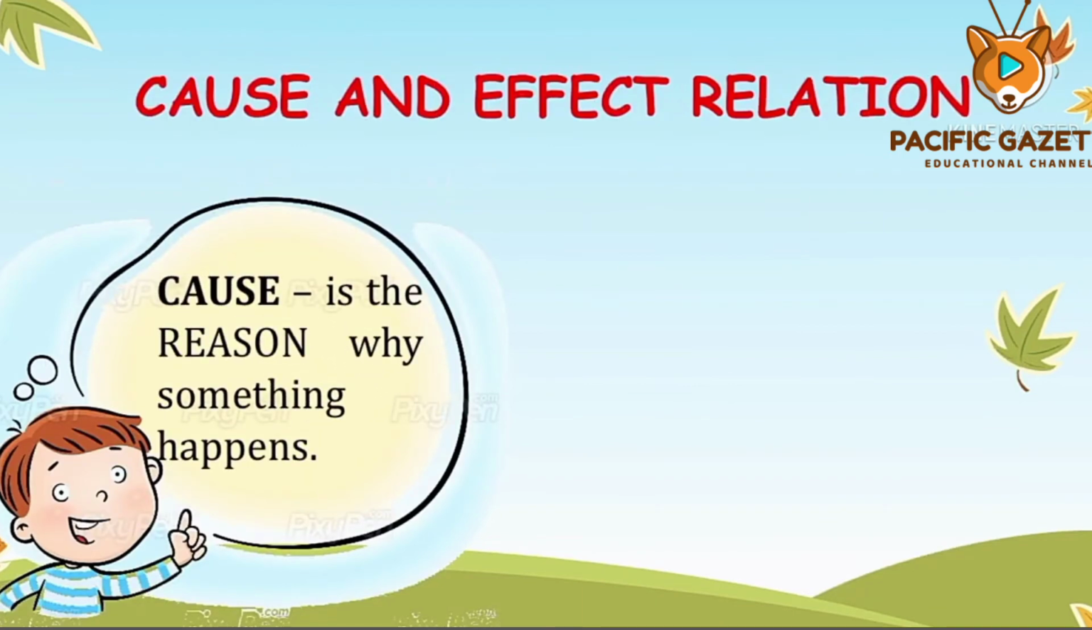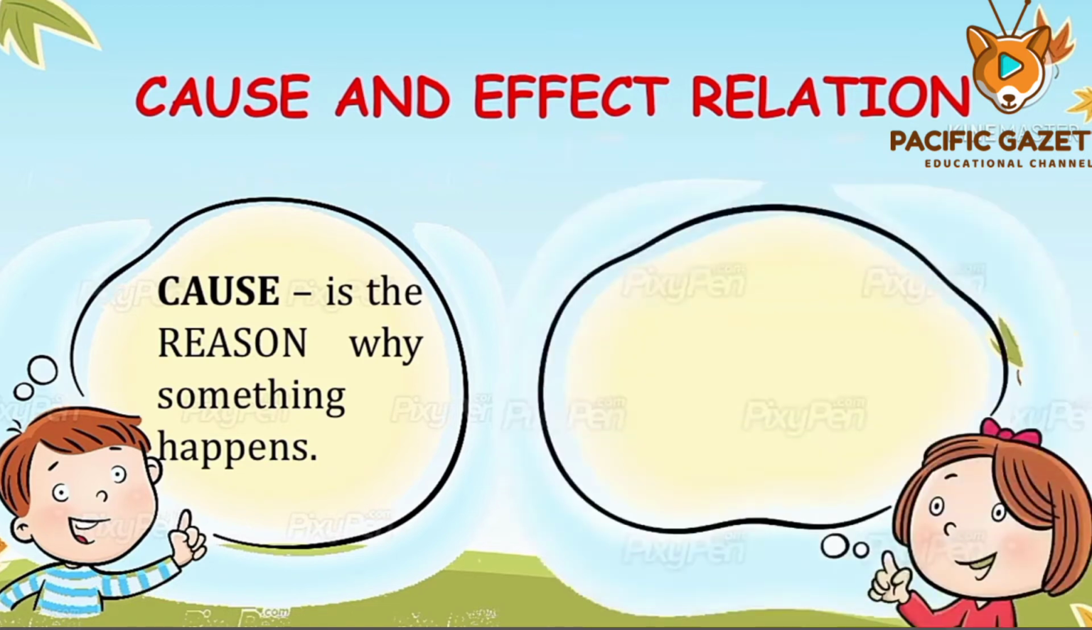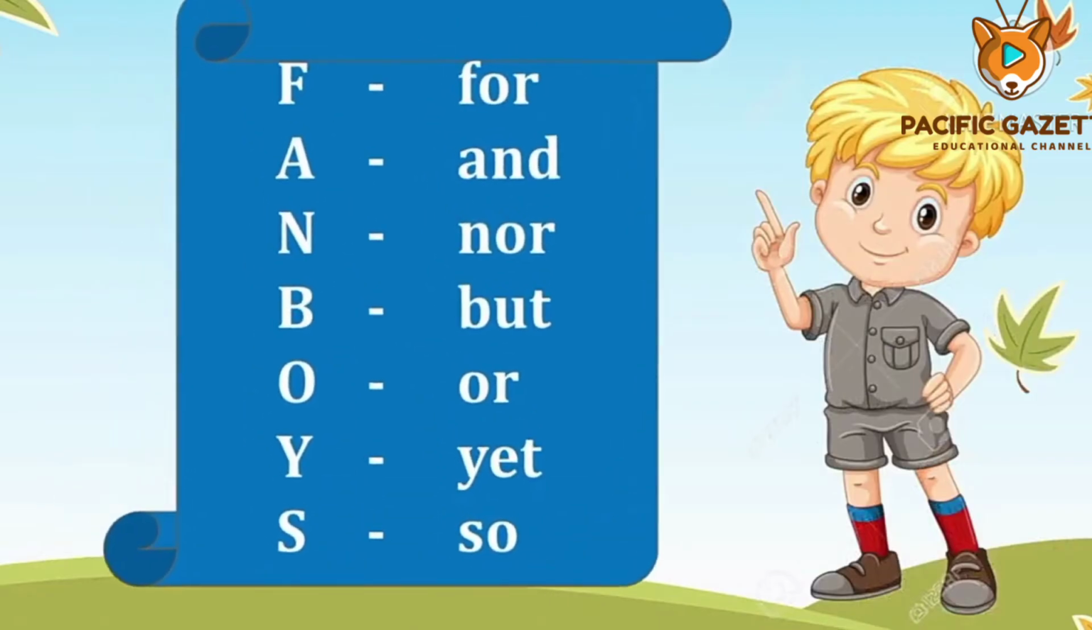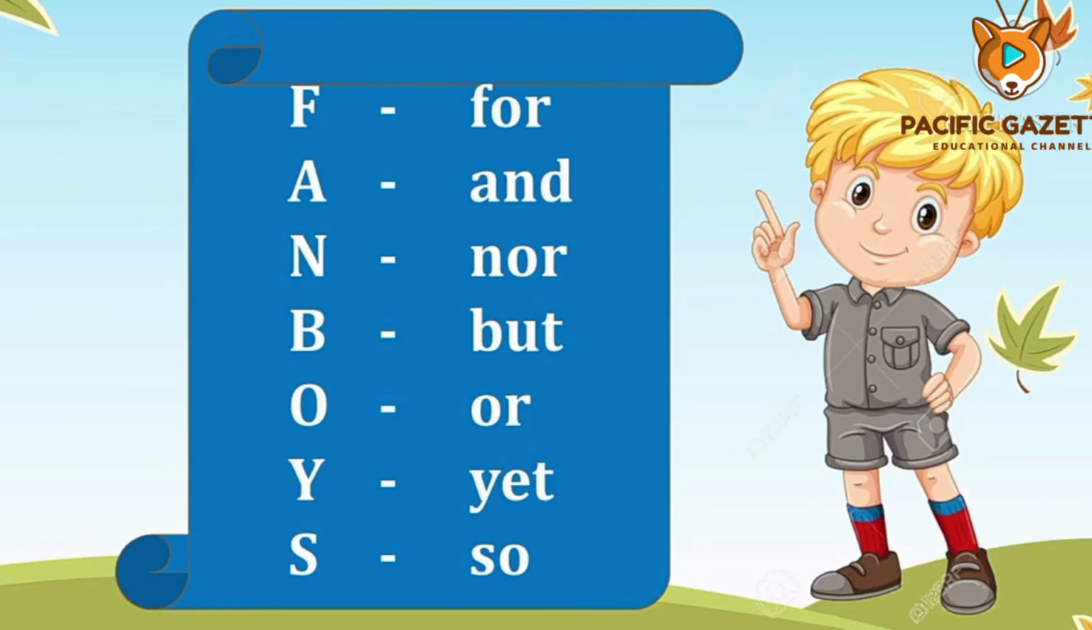Let us know what is the meaning of cause and effect relationship. Cause is the reason why something happened, while effect is the result of a certain action or situation. In the coordinating conjunctions FANBOYS, we will be using only two coordinating conjunctions in identifying the cause and effect relationship. We have the for and so.